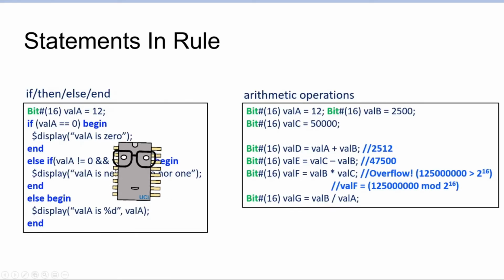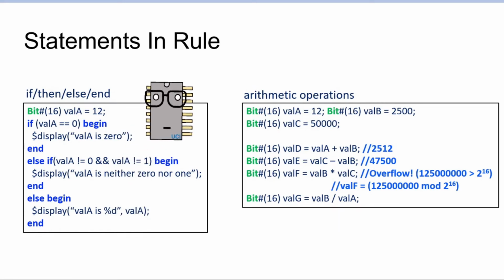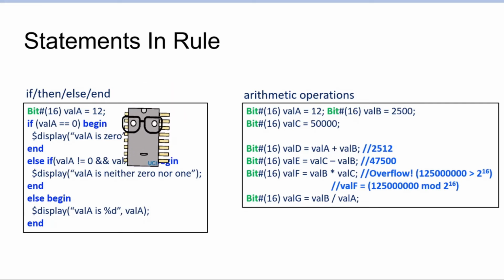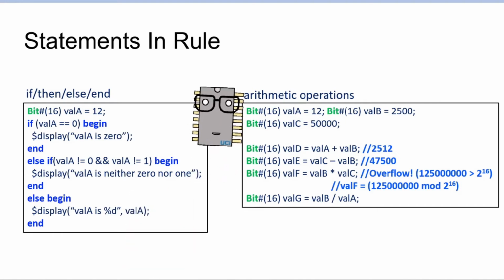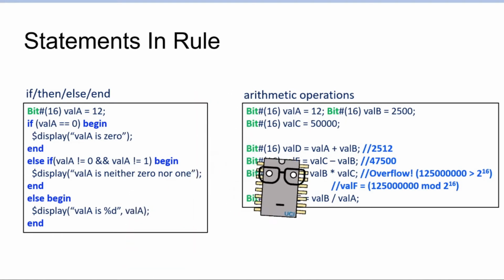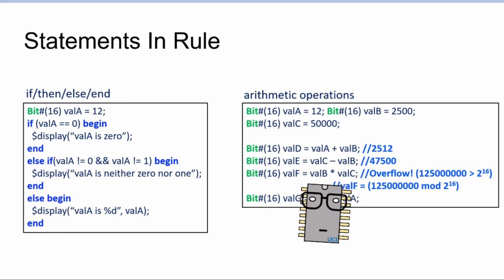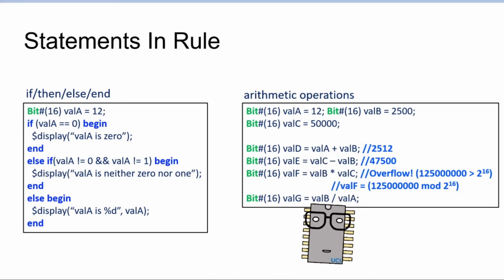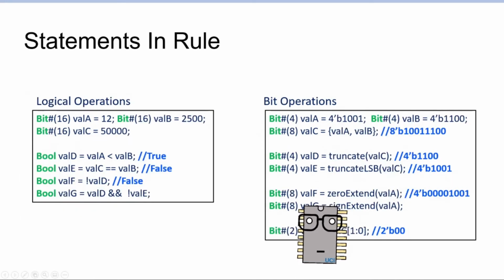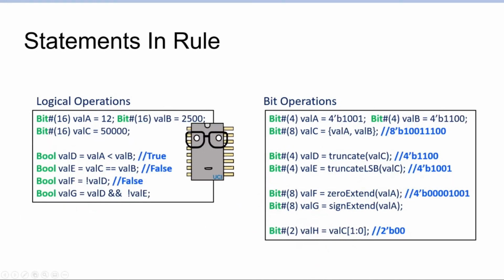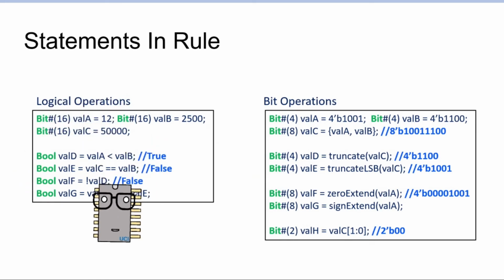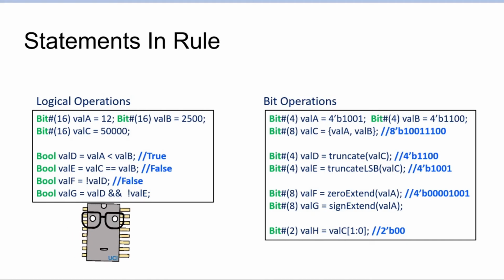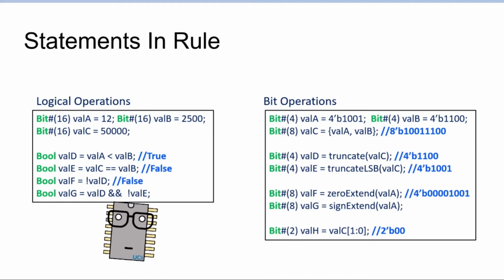And most of the stuff that you would expect from normal languages are there. You can have if, else if, then, else, and end, although the syntax kind of looks strange. If, begin, end, else if, begin, end, else, begin, end. You can also have arithmetic operations. There's the usual addition, subtraction, multiplication, division, and a couple more, XOR, stuff like that. There's also logical operations that return a Boolean value for comparing the size, checking equals, nots, logical ands and ors, all that stuff that you would expect.